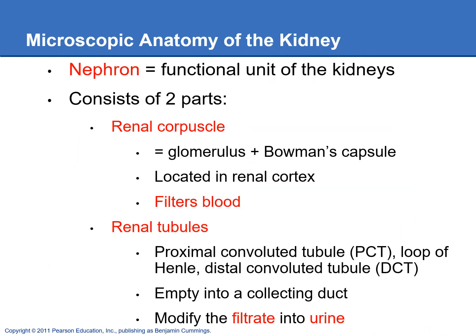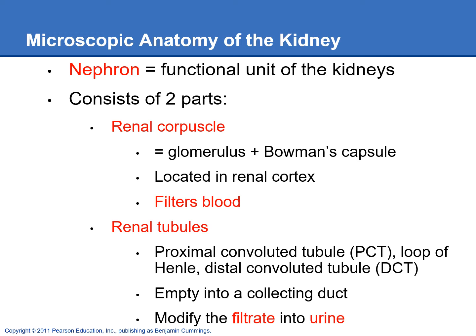So the nephron consists of two different parts. We have the renal corpuscle and the renal tubules. The renal corpuscle consists of two parts. We have the glomerulus, which is a little tuft of capillaries, so it's a capillary bed. And then we have Bowman's capsule, where the filtrate or the urine we're starting to make is going to first enter into our renal tubules.